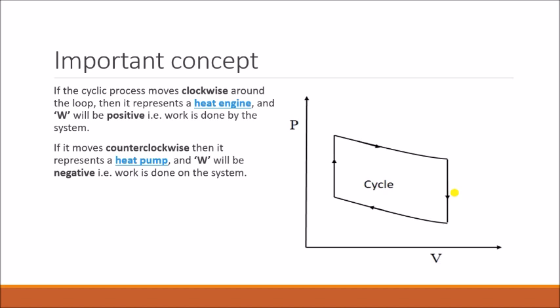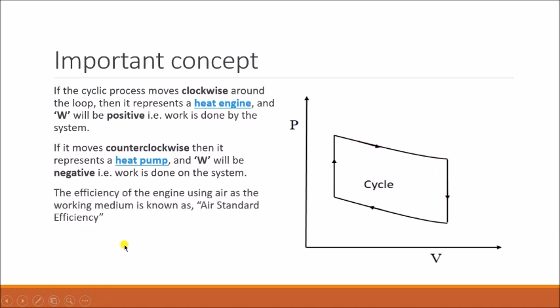Clear guys? For this chapter we'll be using the heat engine cycle, that is a cycle rotating in clockwise direction. The efficiency of the engine using air as the working medium is known as air standard efficiency. We'll be learning various cycles, that is Otto cycle, Carnot, diesel, dual cycle, and finding the efficiency of those cycles. Clear guys? This is the basic introduction to the third chapter, thermodynamic cycles. In the next videos we'll see various types of cycles. Thank you.